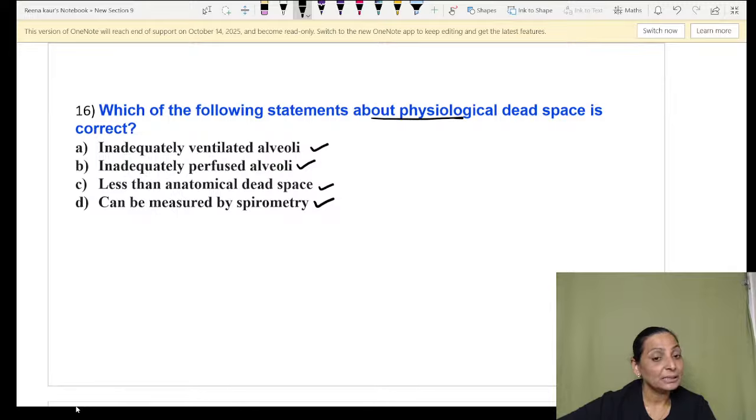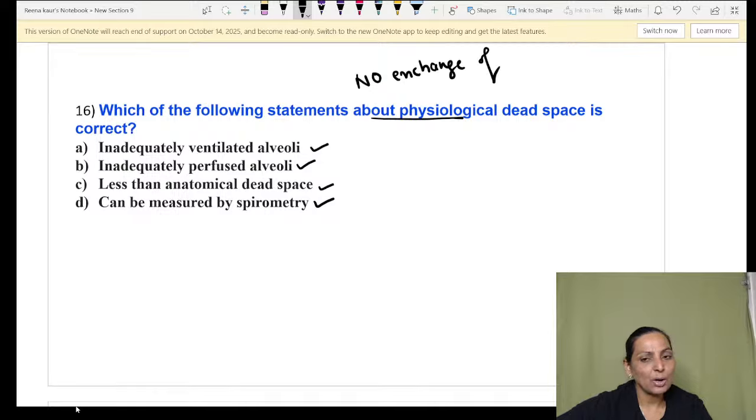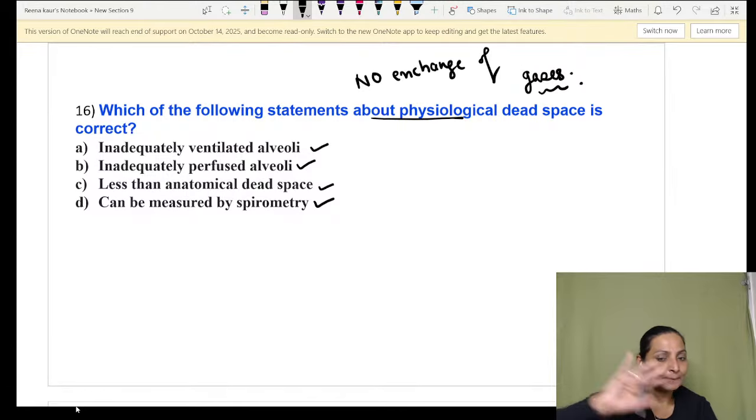ठीक है? Now, उसके पहले, before we come to the correct answer, just to recall you about dead space. What is dead space? Any space where there is no exchange of gases. ठीक है? Any space where there is no exchange of gases.